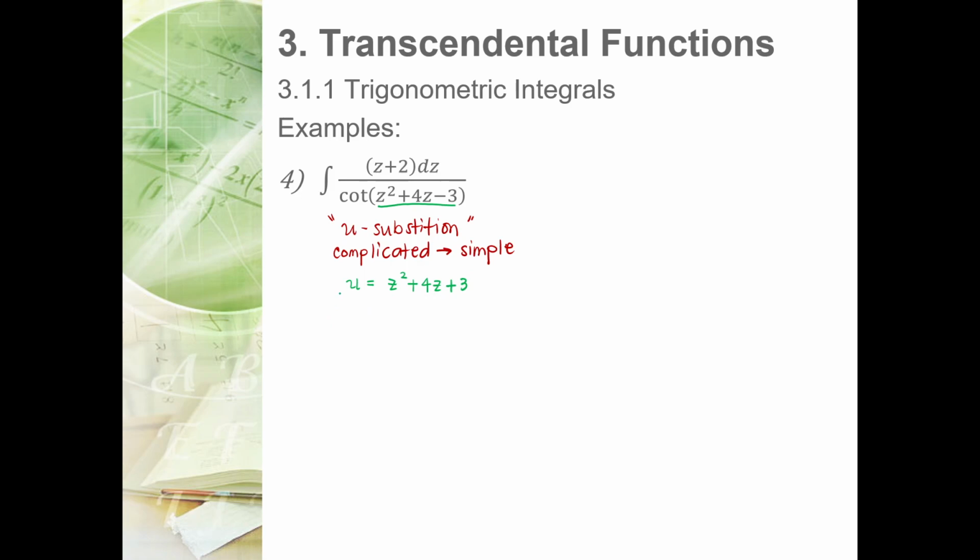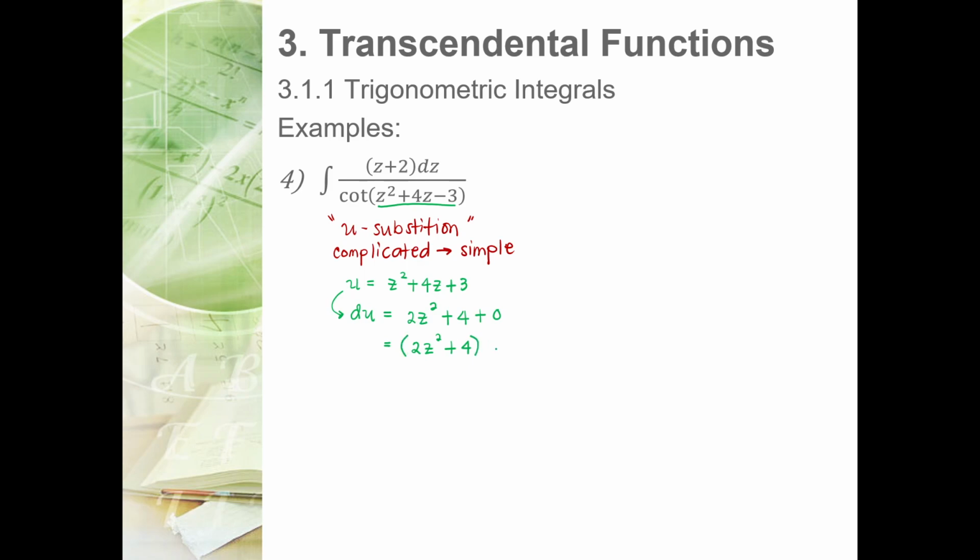So getting the derivative, du. The steps in u sub: you try to replace the complicated part as your u parameter, and next you're going to derive it. Derivation for this one: z squared gives 2z. The next term is 4z, so the derivative of 4z is just 4. The derivative of 3 is 0. So you're going to have 2z plus 4.